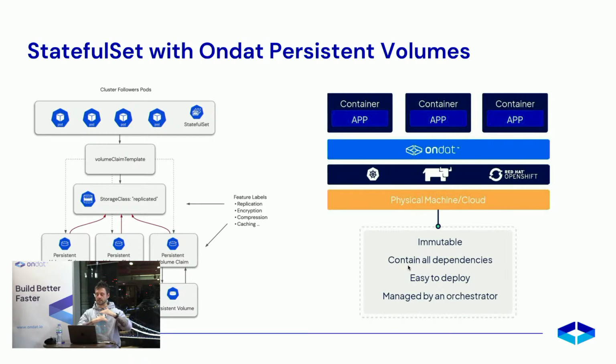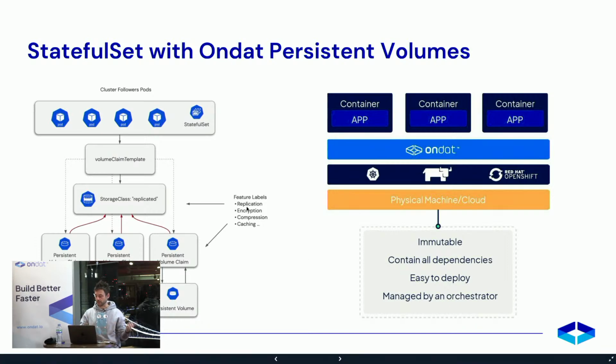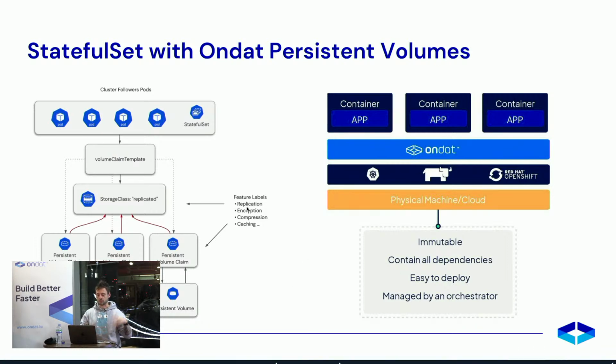So we are really sitting between two layers. We essentially combine and aggregate all the local drives to create a pool of consumable storage, and on top of that, you just deploy your application. What is important about Ondat, and we're going to see that, is that it's completely Kubernetes native, so using labels and this kind of primitives to configure the different capabilities such as replication, encryption, compression, caching, etc.